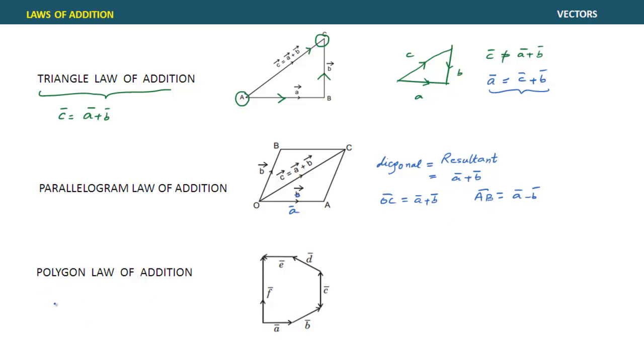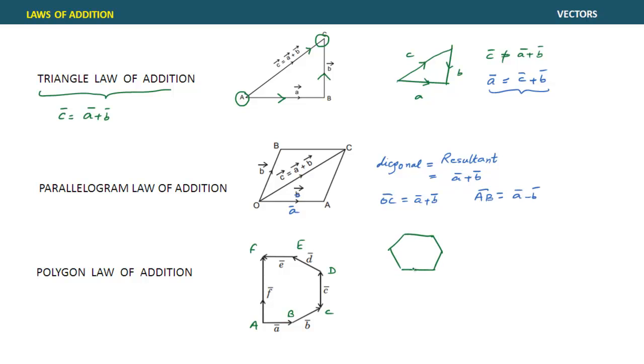The third property that you can also use, and this is something you have already used in electrostatics as well, is the polygon law of addition. So let's say this is a polygon, A, B, C, D. It's a six-sided polygon, and F. So what the polygon law says is, let's say you have a hexagon.